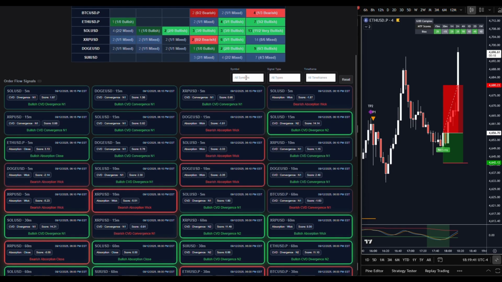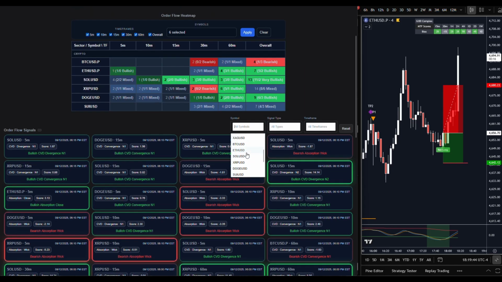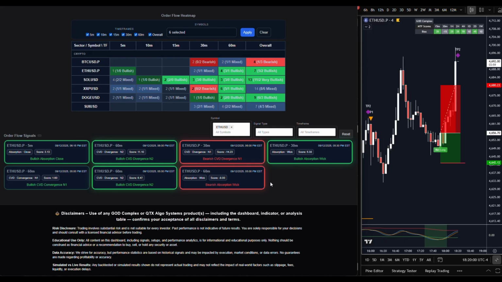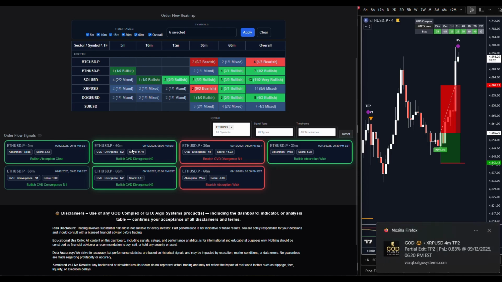The order flow signals here, you can select what you want to see. So we'll look at this Ethereum. Now, once a signal has been around for too long, it's thrown out relative to the time frame of the signal. A 5-minute order flow signal will last about 15 minutes until it's not as relevant anymore. A 60-minute can last around an hour and a half to 2 hours after the signal occurred, and then it becomes irrelevant in relation to when the signal occurred.